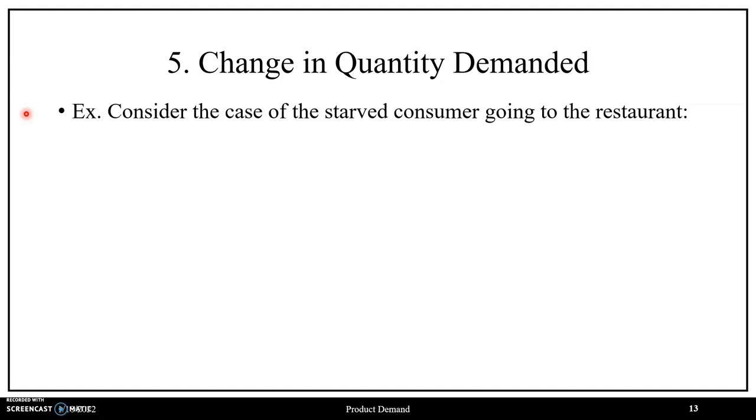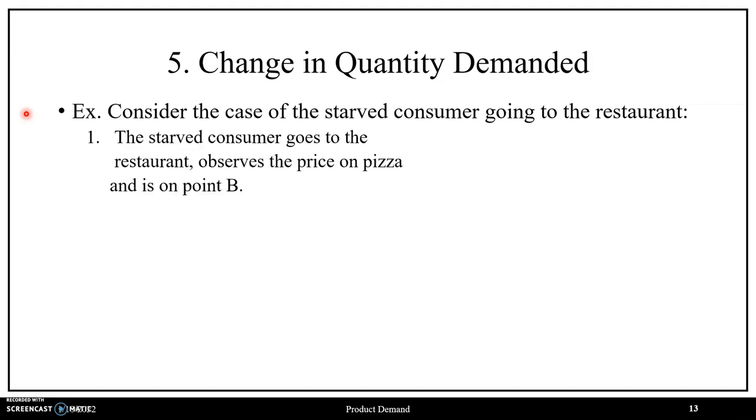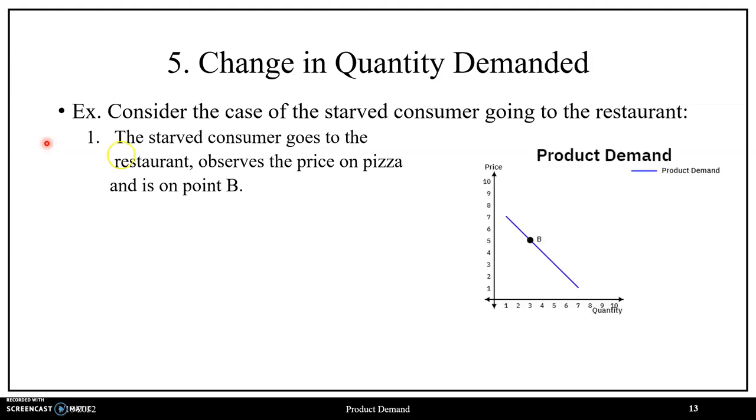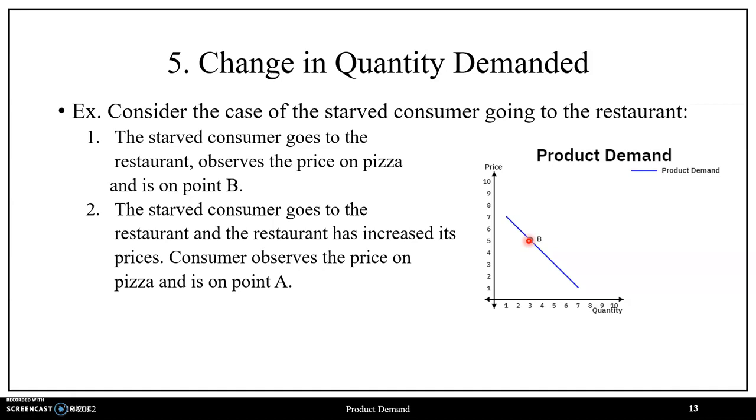Consider the case of the starved consumer that goes to the restaurant. And in this first case, the starved consumer goes to the restaurant and observes the price of pizza. We're looking at our product demand curve, price on the vertical axis, quantity on the horizontal axis. We have our initial product demand curve, and we are at point B in that they are willing and able to purchase 3 slices of pizza, given that the current price point is $5 per slice.